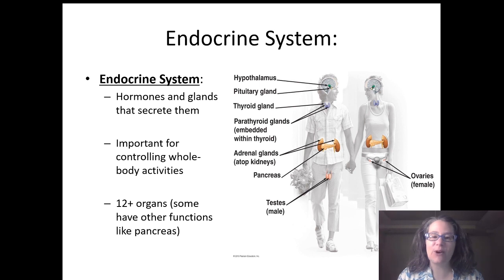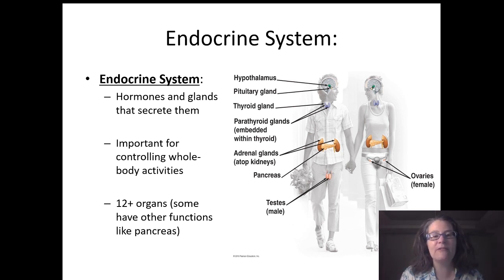The endocrine system's overall function is to produce hormones. There are about a dozen glands in your body that help produce these chemical signals and regulators. This system is important for controlling whole body activities or regulatory activities. A lot of your homeostatic functions will be controlled in part by this system. There are 12 glands in this system, and they secrete lots of different hormones.